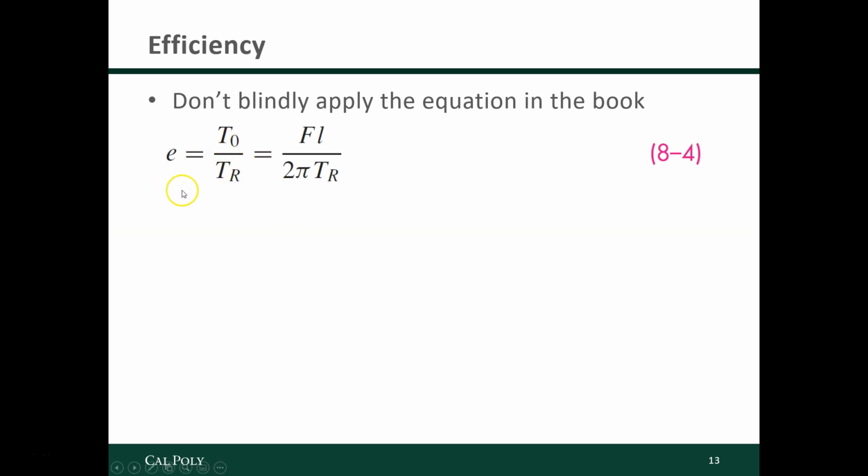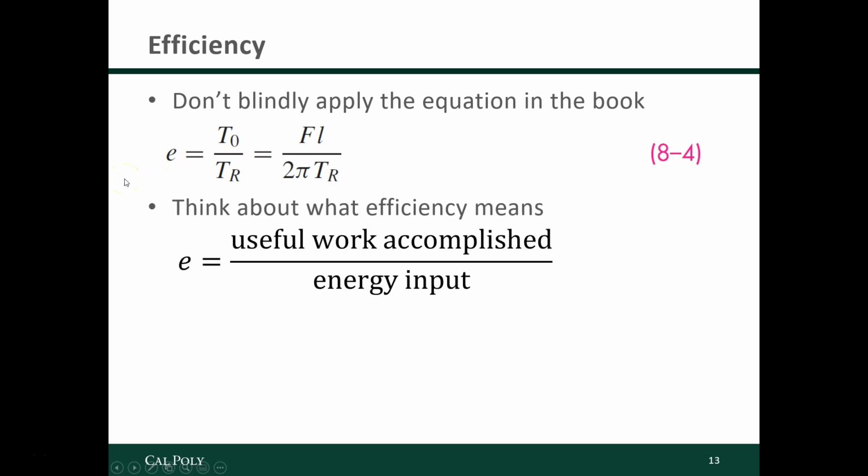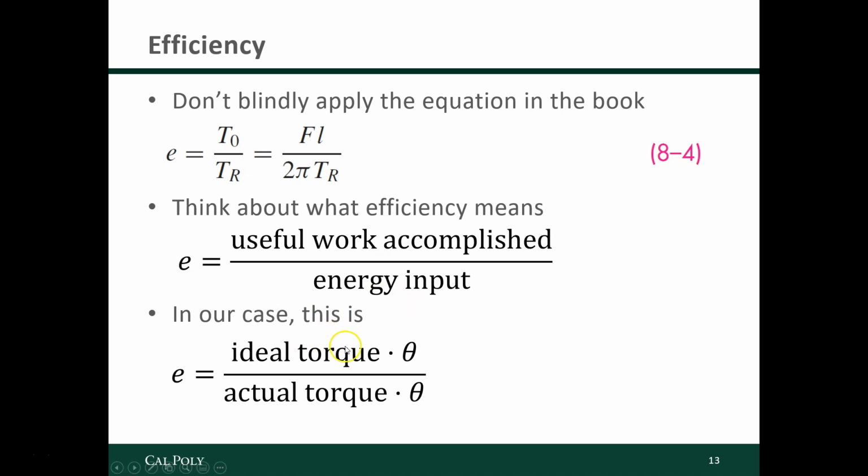I would go back to the definition of what efficiency is. It's the useful work that you were able to accomplish over the energy that you put into the system. So in our case, that's the ideal torque times the angular displacement, which is basically the no friction version. If we didn't have those two sources of friction, all we were left with was the actual work that we were trying to do. So the ideal torque with no friction multiplied by the angular displacement over the energy input. The energy input is the actual torque we have to apply multiplied by the angular displacement.